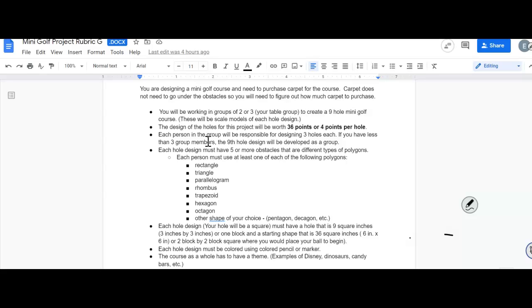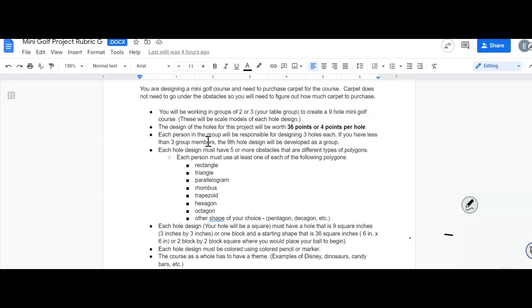Each hole design: your hole will be a square instead of a circle. Your hole will be one of these squares. And that hole is 9 square inches, so 3 inches by 3 inches, or 1 block. The starting shape is 36 square inches. So that's 6 inches by 6 inches, or 2 blocks by 2 blocks square, where you place the ball to begin. So you do not need carpet in the hole on the starting shape, and your 5 or more obstacles.